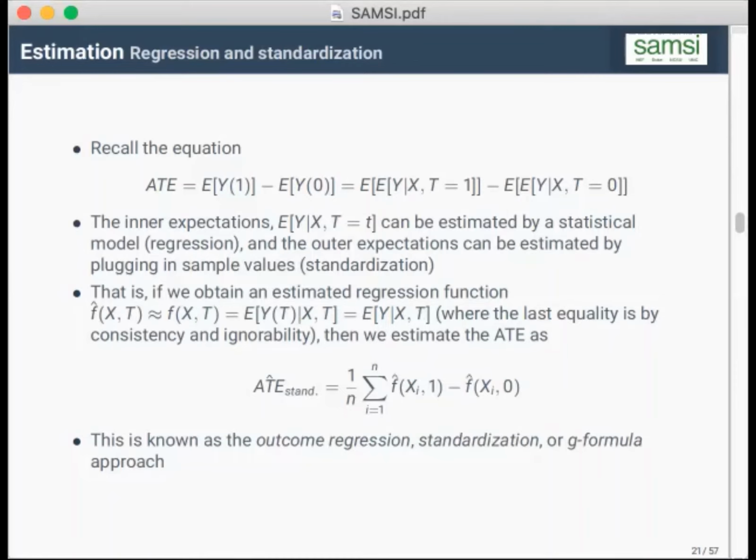So just to describe this one more time operationally, to estimate this outcome regression functional, we can fit a regression model for the conditional expectation of Y given X and T. Then we can take the sample average of the conditional expectation of Y given X and T equals 1 and subtract off the sample average of the estimated conditional expectation of Y given X and T equals 0. And this estimation approach is known as the outcome regression approach, the standardization approach, or the G formula approach.